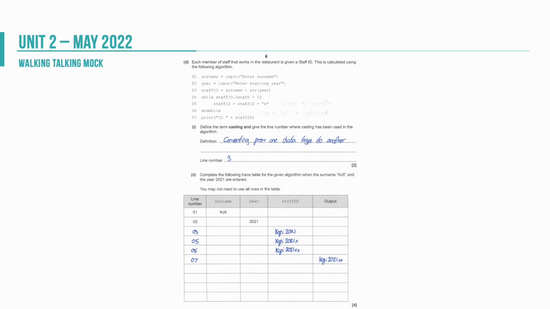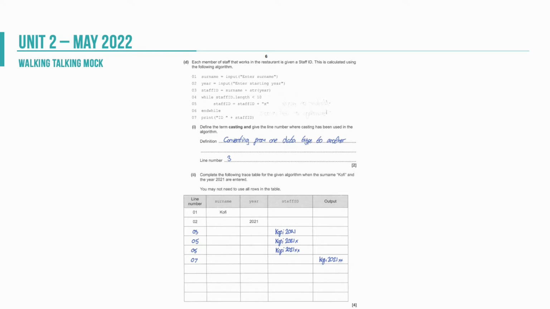So then on line 5, we're looping through and we're adding X to Kofi 2021. And then we're adding X again because it's all about the length of that phrase. And it's while it's less than 10. So we're working there until the length of the staff ID is 10 or more. We then jump down to line 7 and we've got the output, and the output will also be Kofi 2021XX. So we've then got a 10-letter output added to this program.